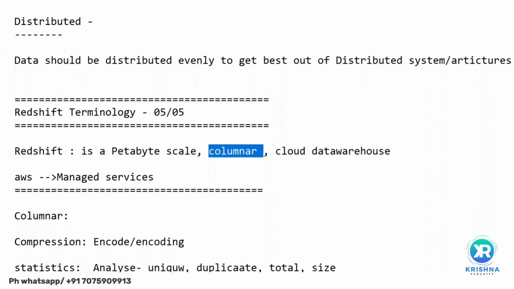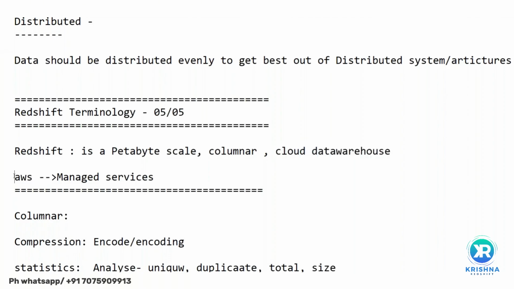All cloud data warehouses are columnar: AWS Redshift, Azure, Google BigQuery, Snowflake, all are columnar, because it's a known issue with row level storage. It occupies a lot of IO and gives IO issues. So all these recently came cloud data warehouses are columnar.